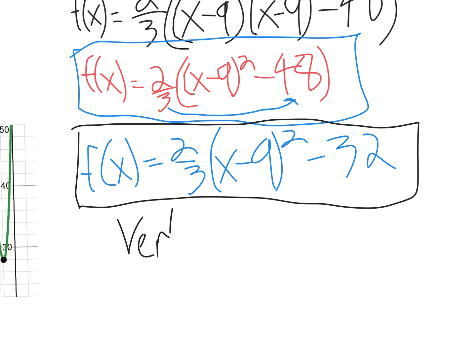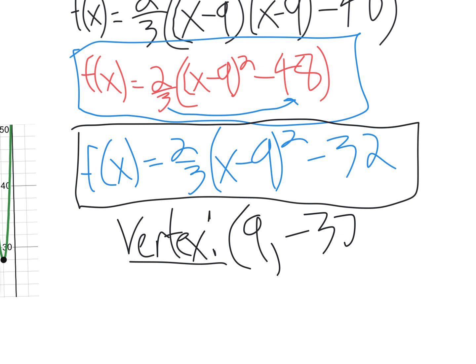The vertex would be at, since it says x minus h in the formula, then you'll flip the sign, so h is 9, which is the x coordinate of the vertex. And k, it says plus k, so you don't flip the sign on the outside. So the y coordinate of the vertex is at negative 32. And as always, check your work by graphing it.